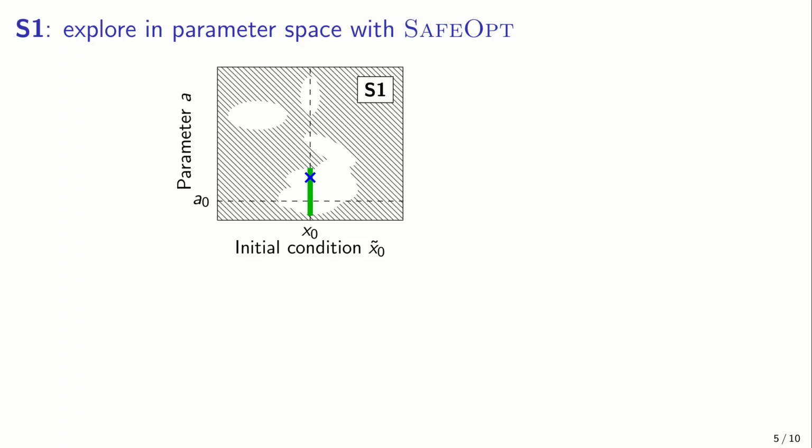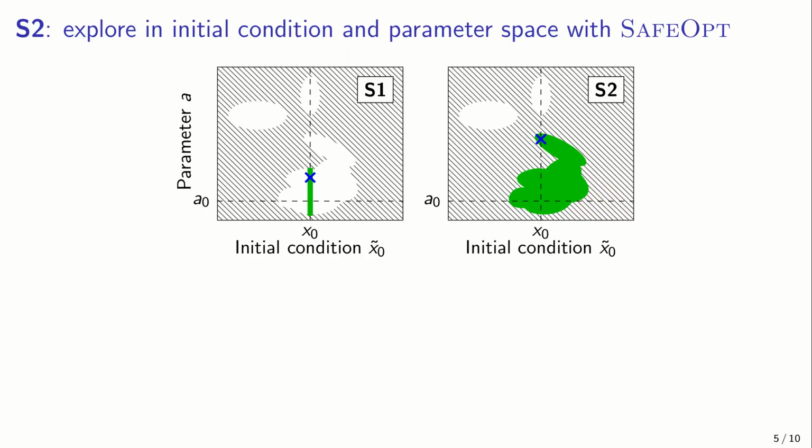Now, starting from there, GoSafe proceeds in 3 stages. In the first stage, we explore in the parameter space using SAFEOPT and find our first optimum marked with the blue cross. Next, we explore in the joint initial condition and parameter space, so we also try out different initial conditions, and that way find a new optimum.